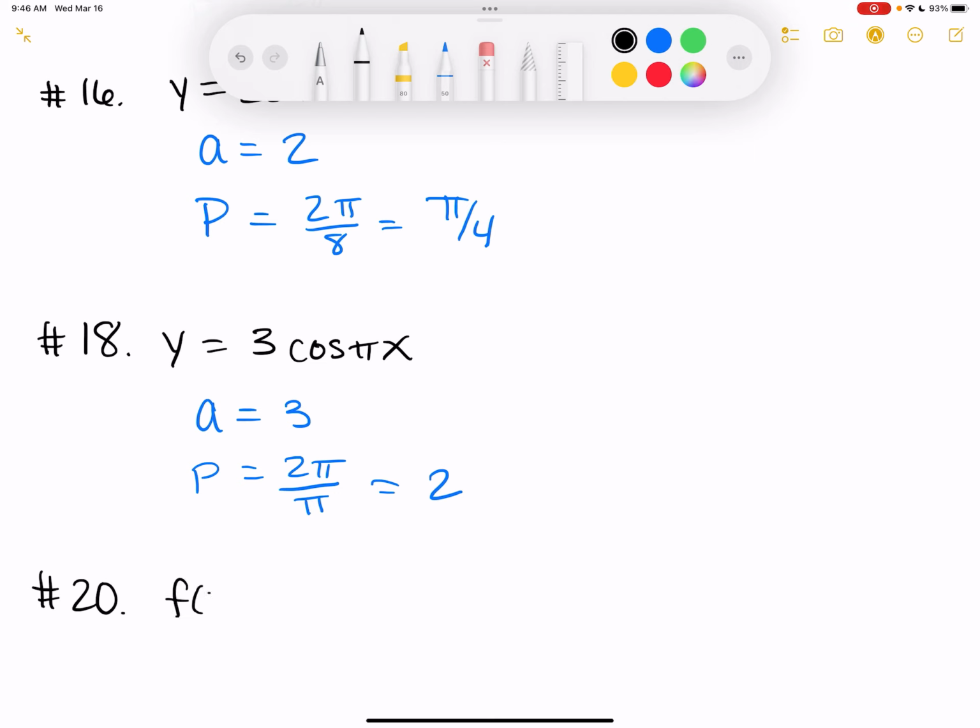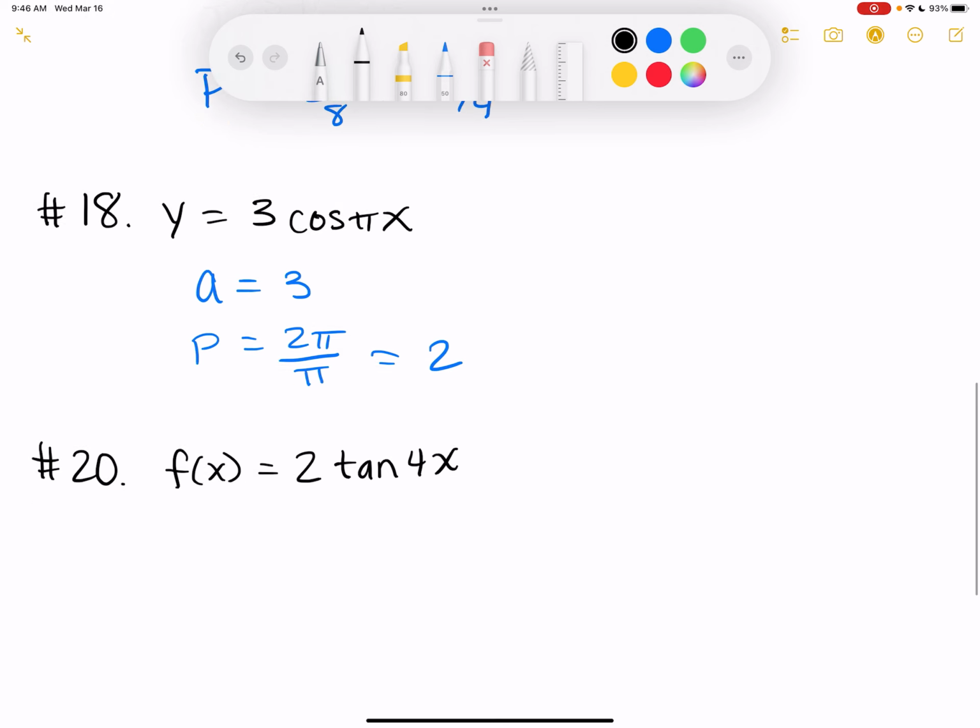We're getting wild over here, guys. f of x is equal to 2 tangent of 4x. So what do I need to do now? You still need to find... What 2 things can I find for tangent? The vertical asymptote and the period.